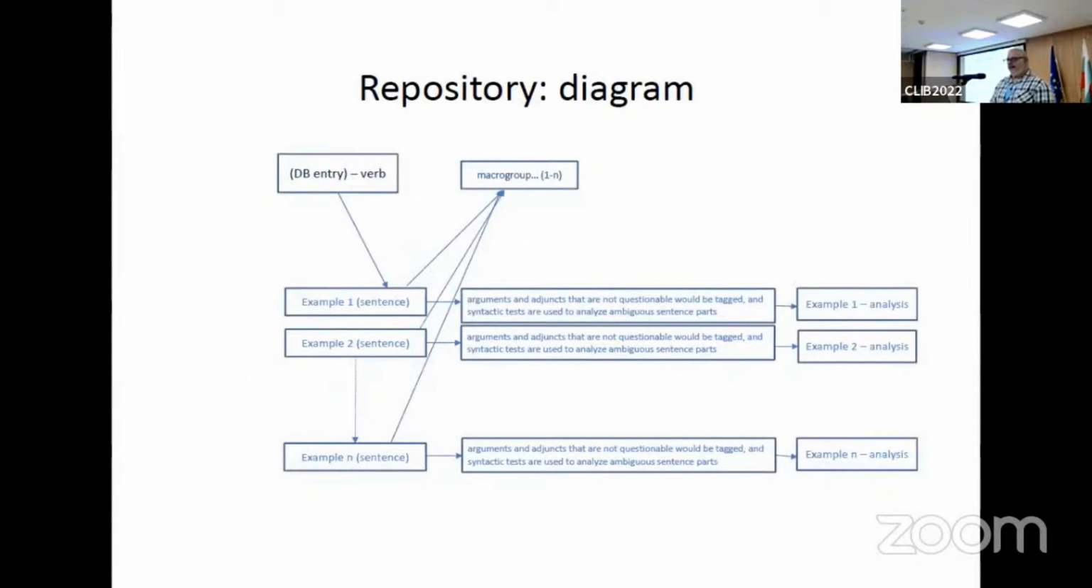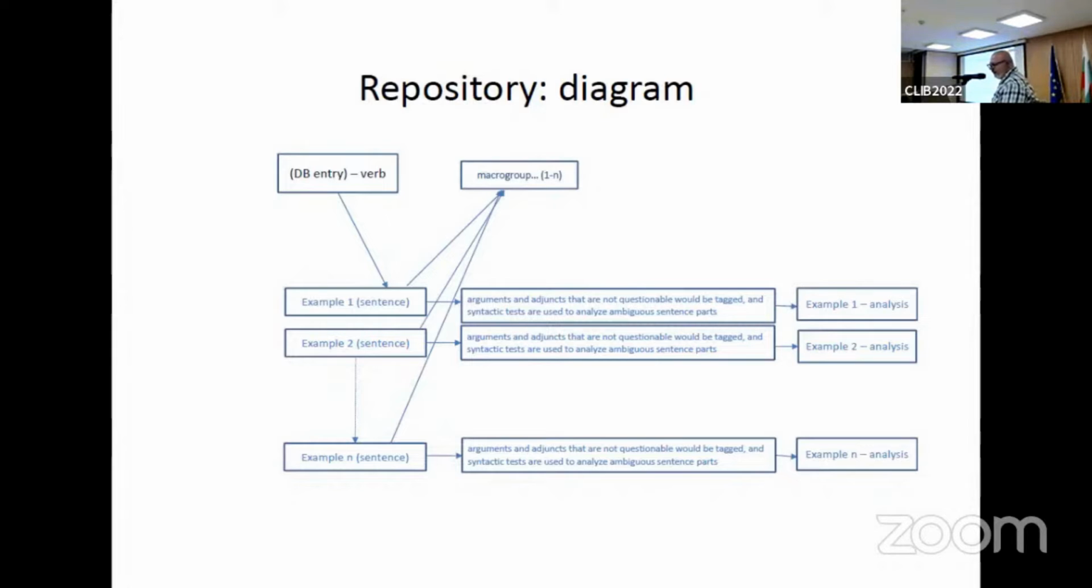So this is our first flow chart or diagram. Can you see it? It is too little. I don't know how I can show it here. So the main idea was that for each verb meaning, we can enter an example sentence and assign it to a macro group. And we can do it for as many meanings of one verb as we need.